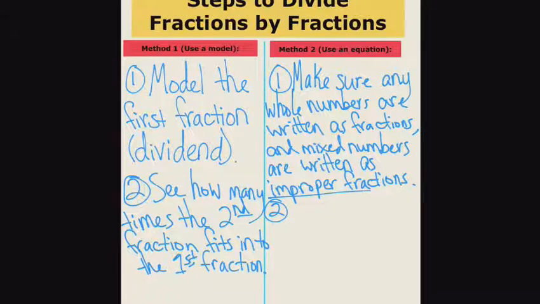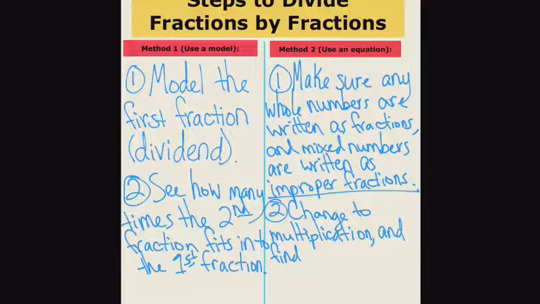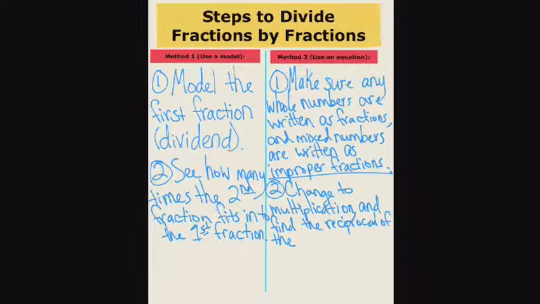Once we've ensured that that's true, the second step is to find the reciprocal of the second fraction and change our division problem to multiplication. So again, change to multiplication and find the reciprocal of the second fraction. And then our third and final step is to multiply, like you've already learned how to do.